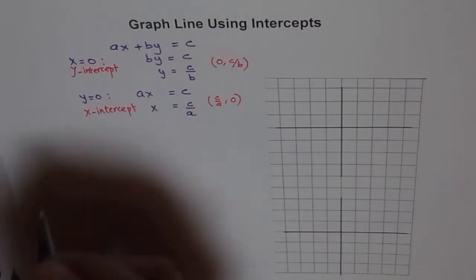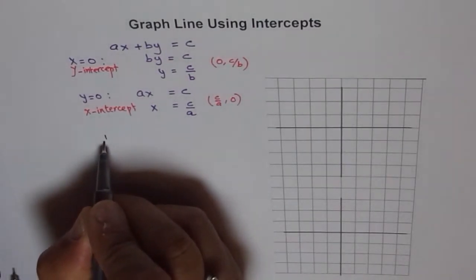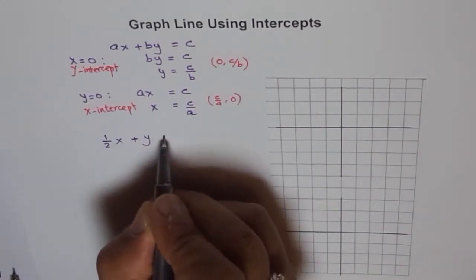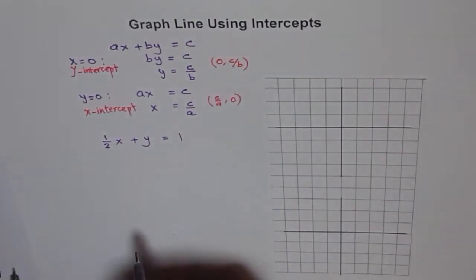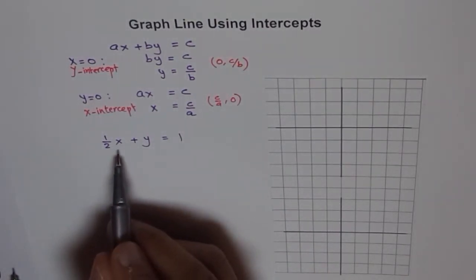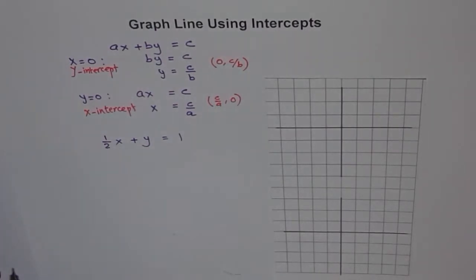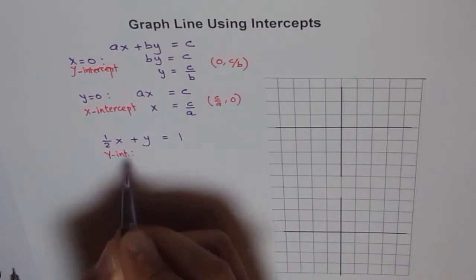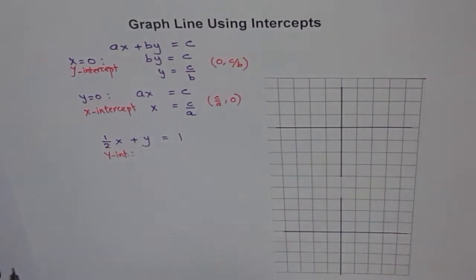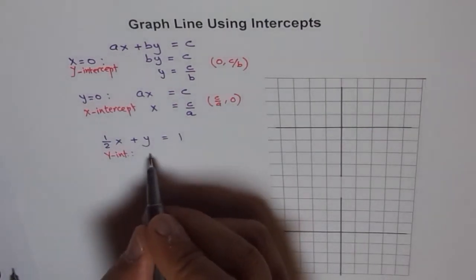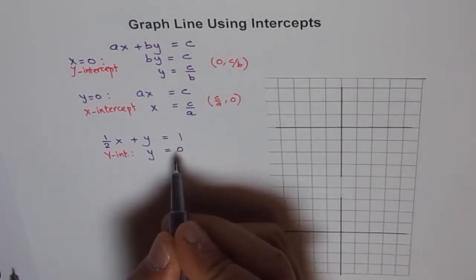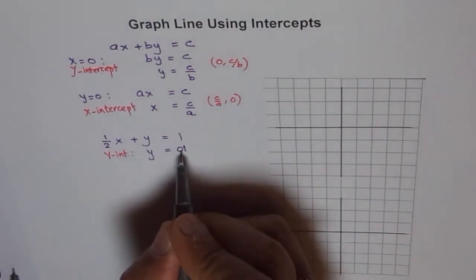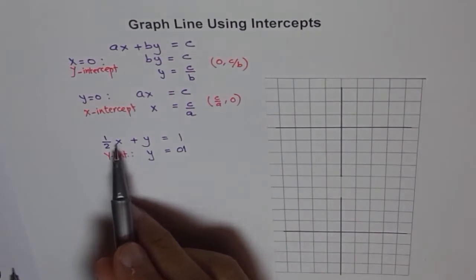Let's consider the equation, let's say half x plus y equals 1. In that case, what is your y-intercept? To find the y-intercept, what are we going to do? We'll put x equals 0. So if we put x equals 0, we get y equals 1. Do you see how simple it is? The y-intercept is y equals 1, if I put x equals 0.